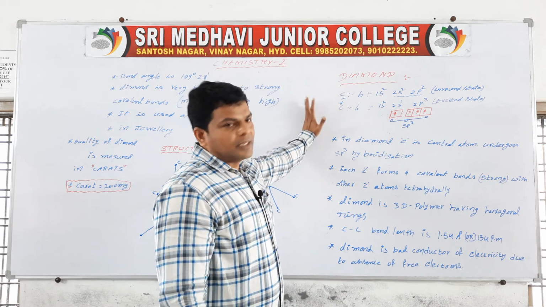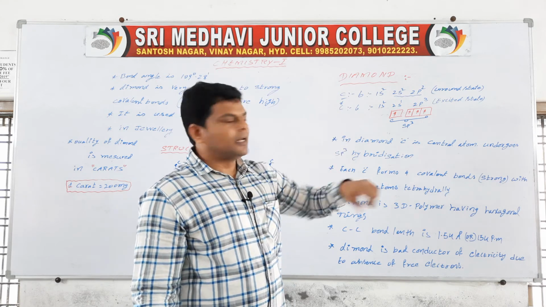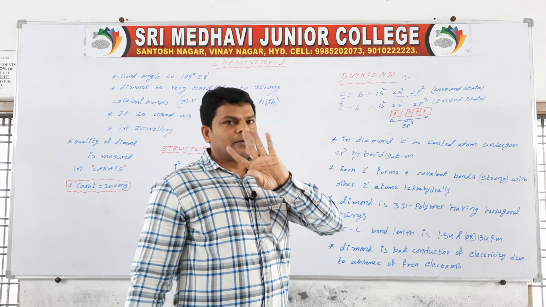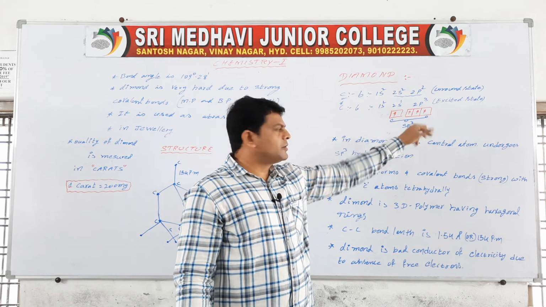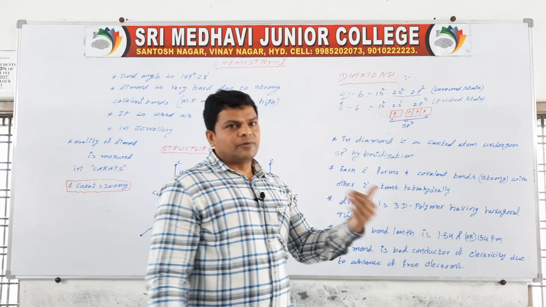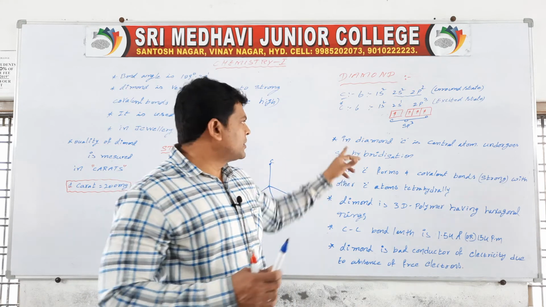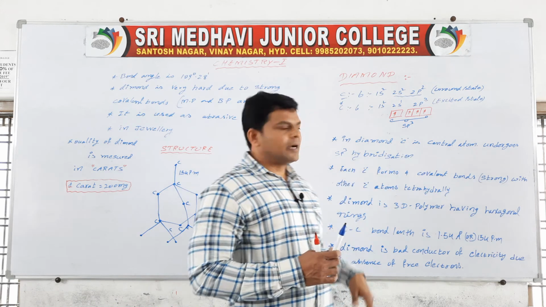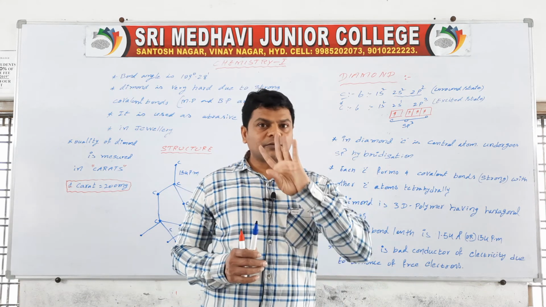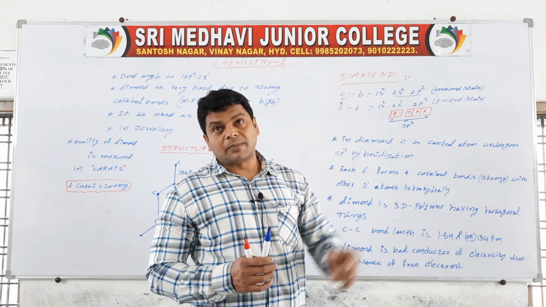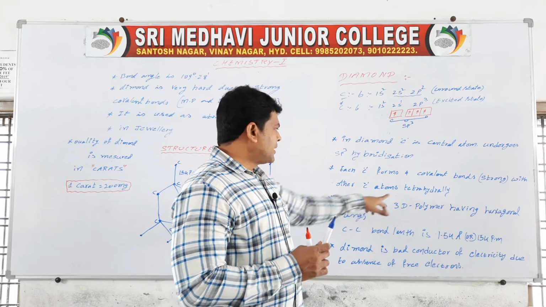Understand? So in diamond, carbon is the central atom. In the ground state it has 2 unpaired electrons. In the excited state it has 4 unpaired electrons. So the 4 unpaired electrons undergo hybridization, which gives 4 sp3 hybrid orbitals. So in diamond, carbon is the central atom, undergoing sp3 hybridization. Each carbon atom forms 4 sigma bonds with other carbon atoms, tetrahedrally.